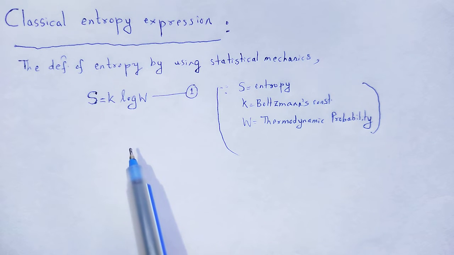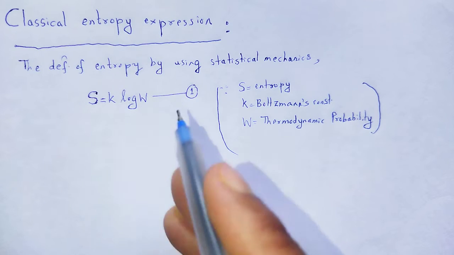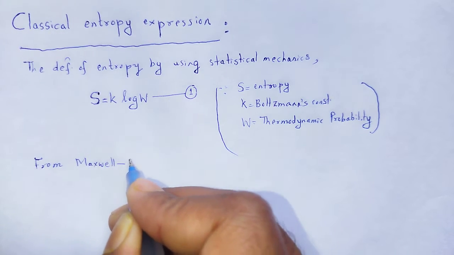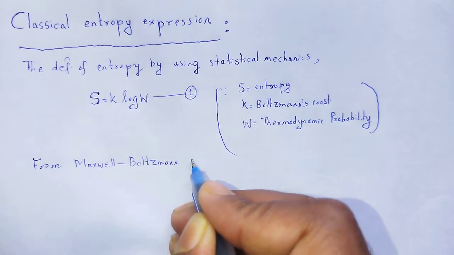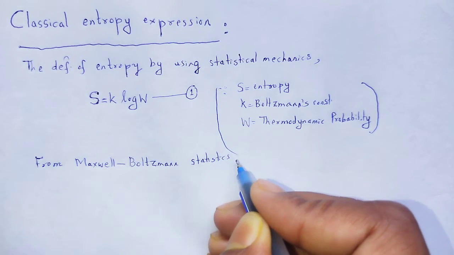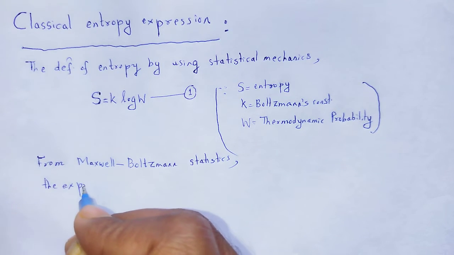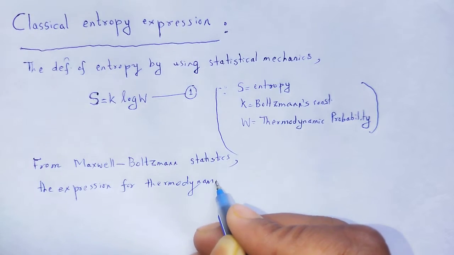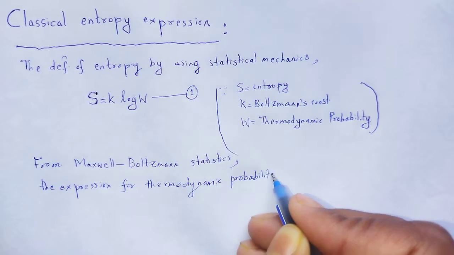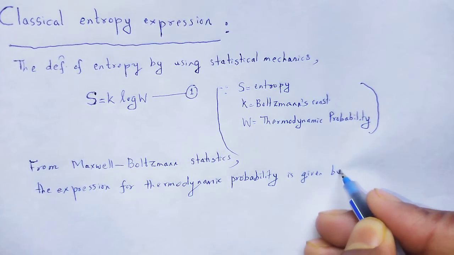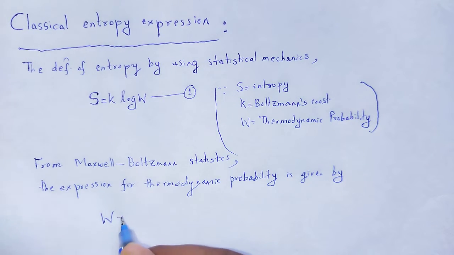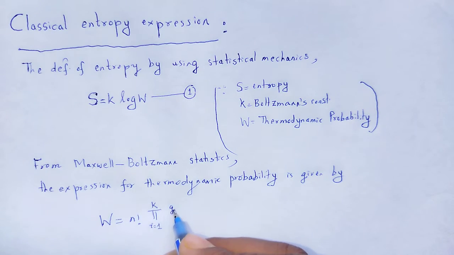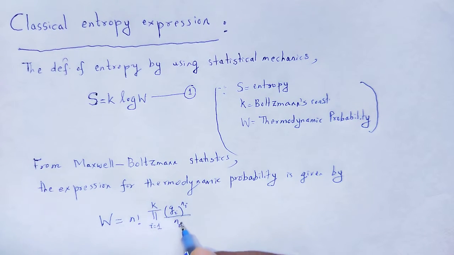From Maxwell-Boltzmann statistics, the expression for thermodynamic probability is given by: thermodynamic probability W is equal to n factorial multiplied over i from 1 to k of gi to the power ni divided by ni factorial.